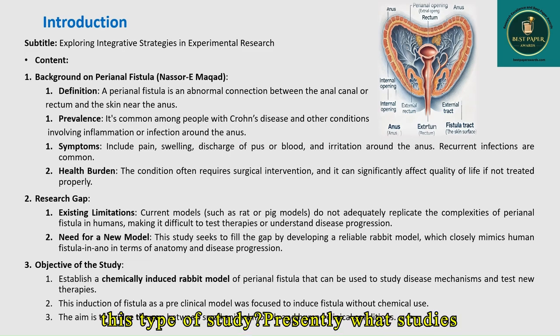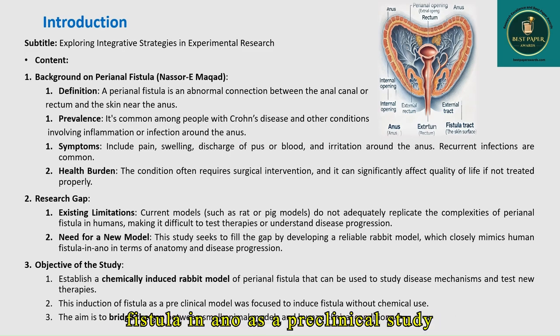Why did we do this type of study? Presently, the available preclinical studies regarding the induction of fistula include rats, rodents, and pig models. Although there is also a rabbit model, the complexity of a perianal fistula in humans makes it difficult to test therapies or understand disease progression.